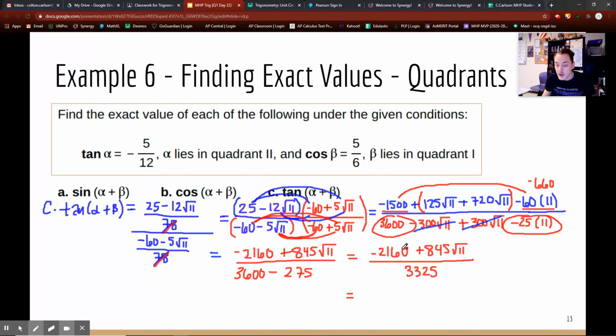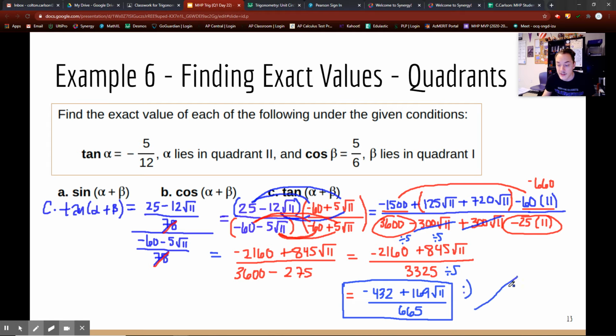Okay, ready? So I'm going to take in blue just to see if this actually simplifies it. So divide by 5, divide by 5, divide by 5. So what I get is negative 432 when I divide by 5. Okay, and then this is going to be positive when I divide by 5. It's going to be 169. And then times radical 11 and then this is all over 665. Now, of course, this does not have anything else divisible into it, so that is my final answer. And of course, we need a unicorn on that.